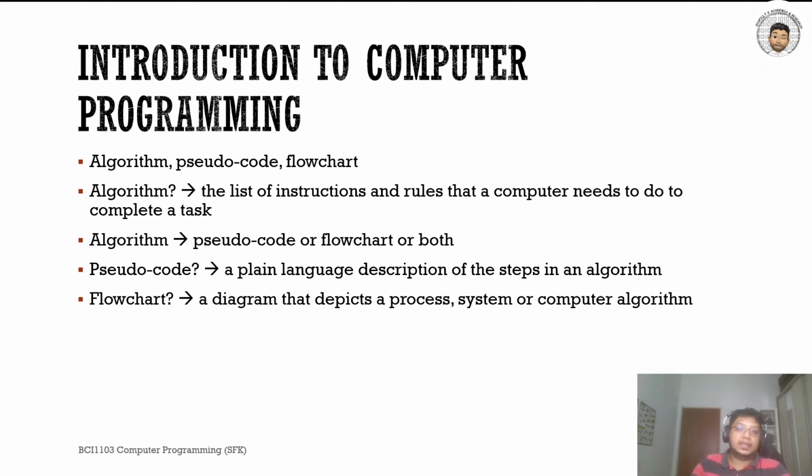So before you write a program, you write the pseudocode first, and after that, you can write your program. But to make things easier, some of us who are visual learners prefer to write a flowchart, which is easier for you to process and understand the structure of your code. A flowchart is a diagram that depicts a process, a system, or the computer algorithm itself.